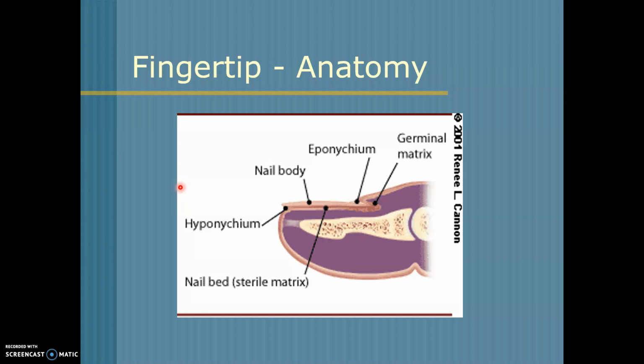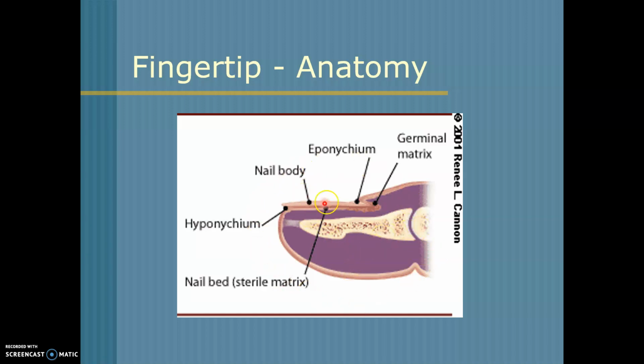You need to know the anatomy of the fingertip, including the pulp, which is very sensitive, the nail bed or sterile matrix, the germinal matrix. This is where the nail grows from, and then on this side, which is not shown, the tendon of extensor communis, and on this side, the tendon of flexor digitorum profundus. So you need to know this.